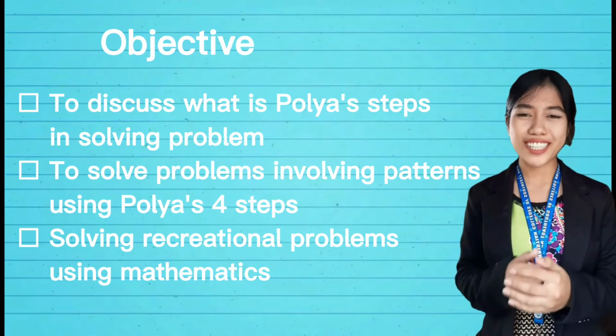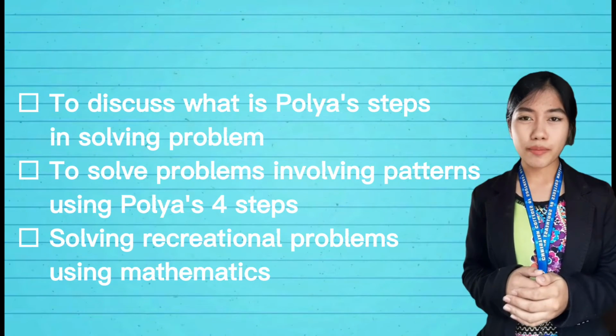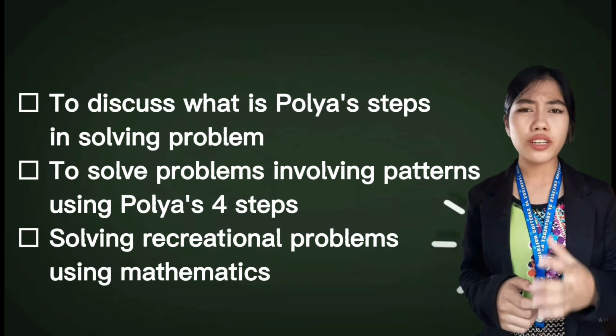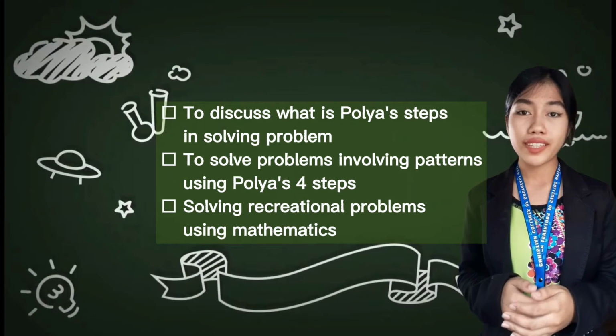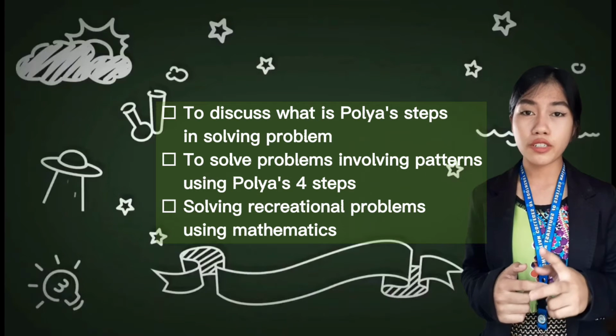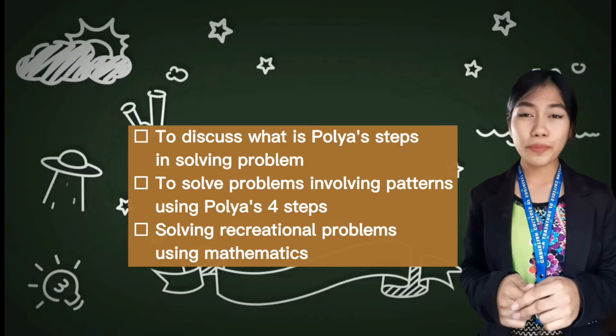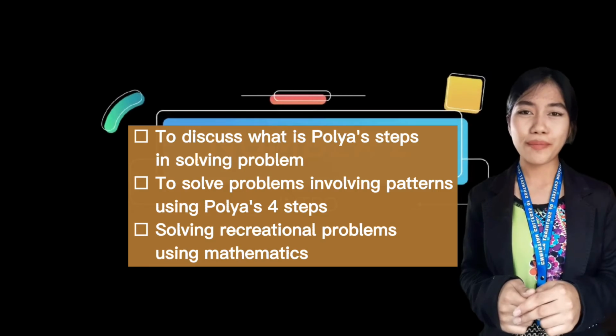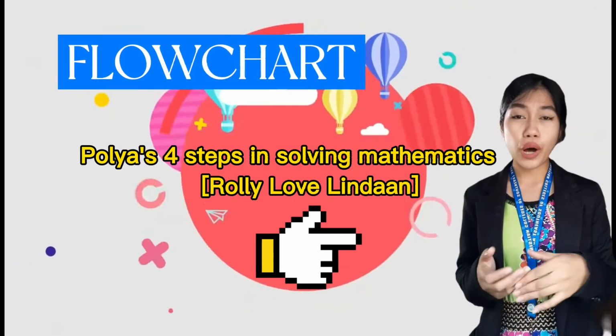But before that, let us view our objectives for this topic. The first objective is to discuss what Polya's steps in solving problems are. Then, to solve problems involving patterns using Polya's 4 steps and to solve recreational problems using mathematics. So this will be the flow of our topic.